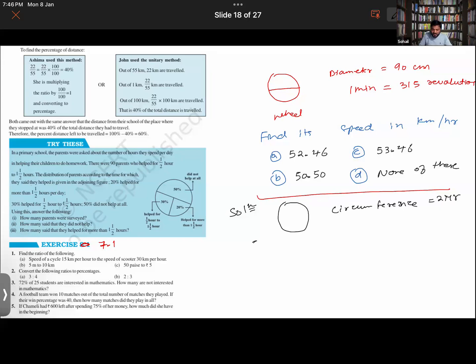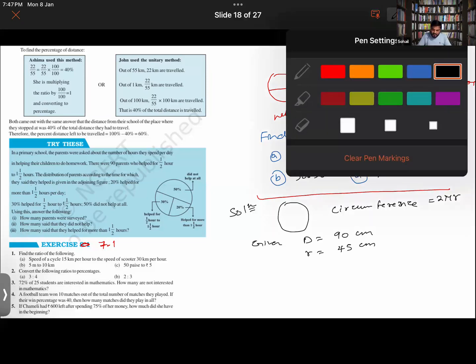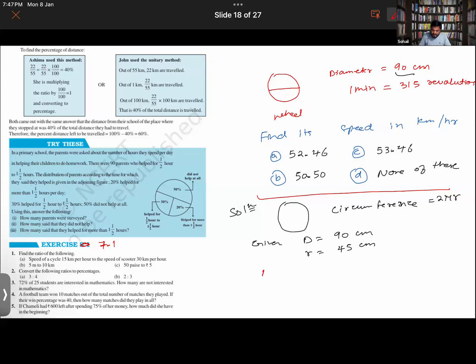And what is given in the question? Already diameter is given. So diameter capital D is 90 centimeter. So radius will be obviously half of it, that is 45 centimeter, right? Now further you can see that distance traveled in one revolution. What distance will be traveled in one revolution? That will be simply 2 pi r.